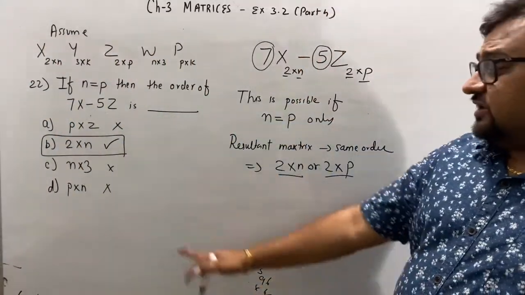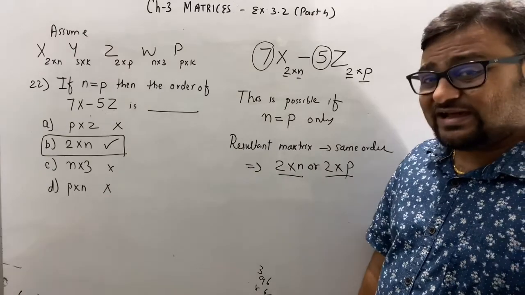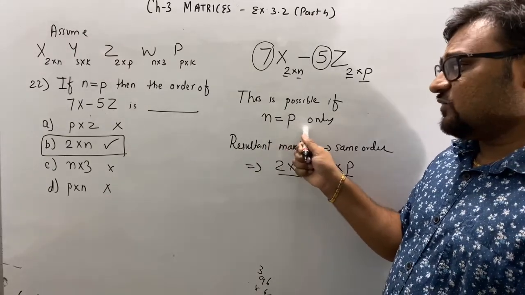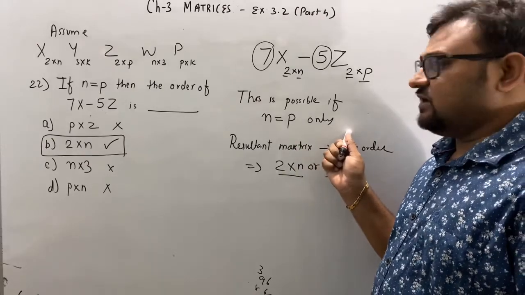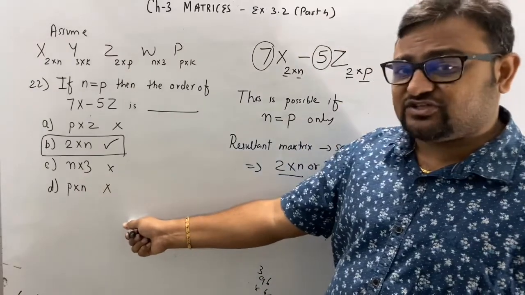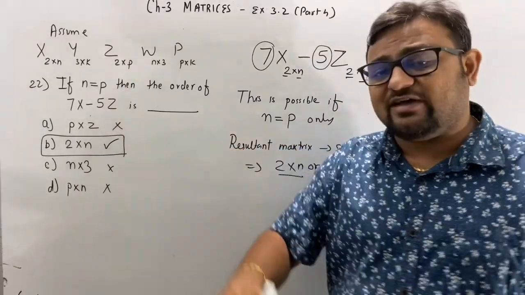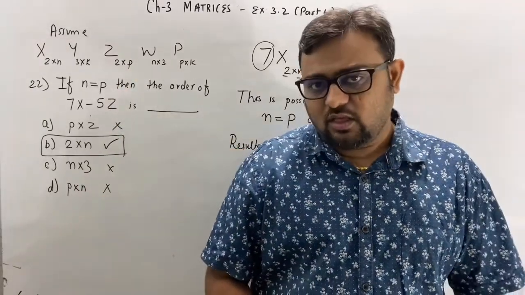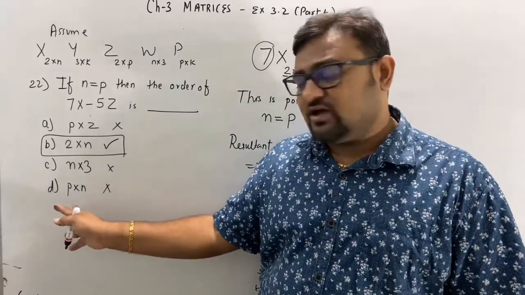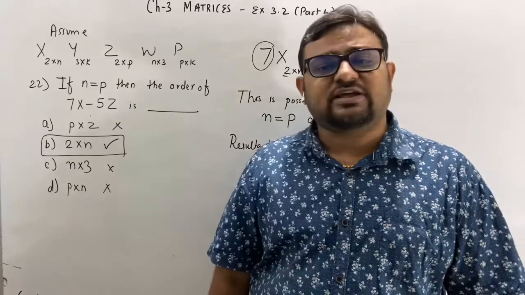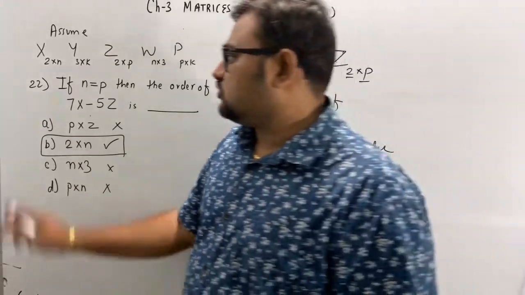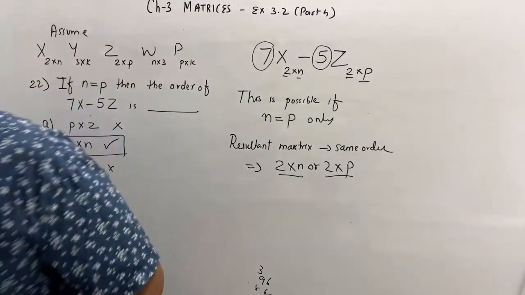Okay, option D can be correct if n equal to p equal to 2. Right? Then it will be 2 cross 2, 2 cross 2. Okay, so this can be correct if it is 2. But the condition is not given, the values of n and p are not given. Okay, so we cannot select option D. Okay, so the correct option is B. Okay, so just go through this question number 22.